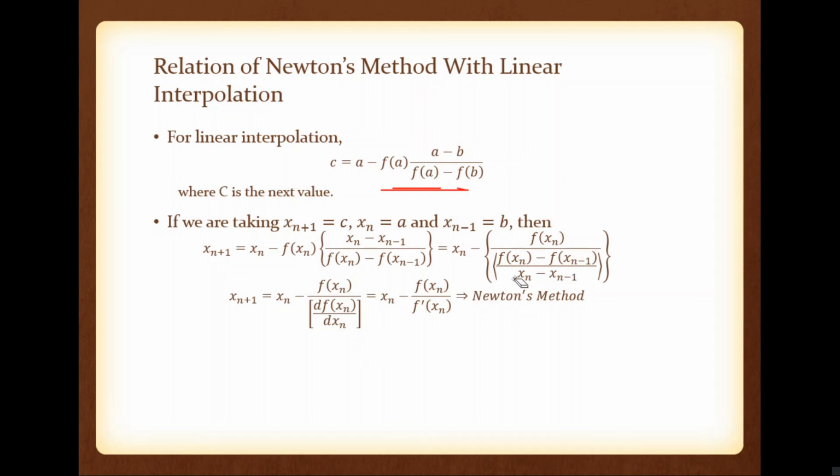So if xn minus 1 tends to xn, then I can write xn plus 1 equal to xn minus f of xn divided by, now this denominator, df of xn divided by dx. So this is nothing but Newton's method. That is the similarity between the secant method and Newton's method. But please note, Newton's method is a quadratically converging method. The secant method has order p equal to 1.62.